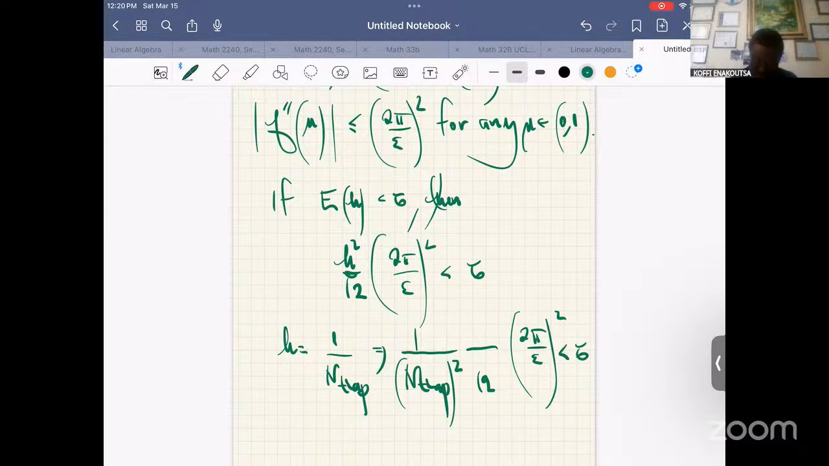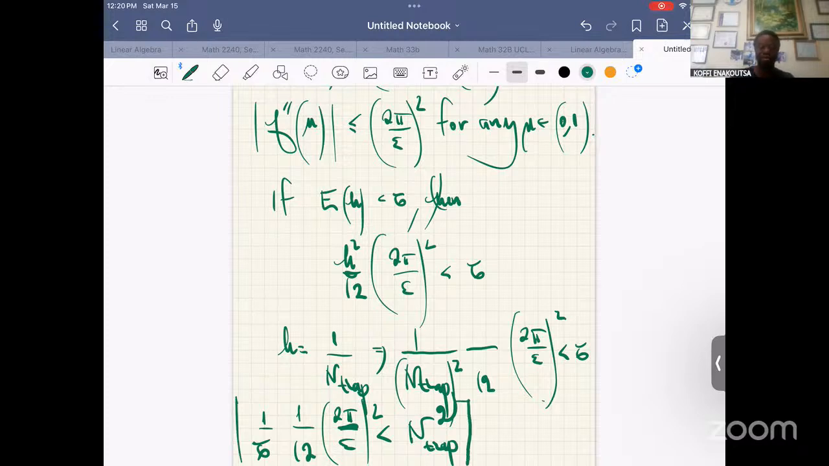Overall, we said that the answer must be a function of only epsilon and tau. It's the n_trap that we're interested in. So I'm going to put n_trap on the right side of the inequality. This is 1 divided by tau, times 1 divided by 12, times 2 pi divided by epsilon raised to the square, which is smaller than n_trap squared. But this is it.